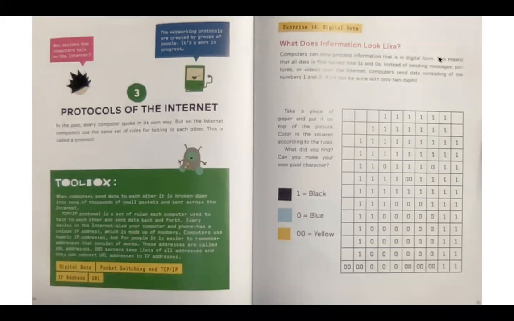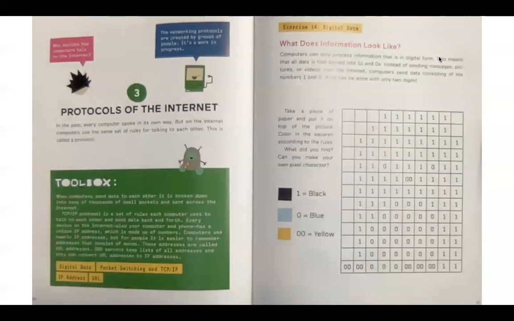In the past, every computer spoke in its own way, but on the Internet, computers use the same set of rules for talking to each other. This is called a protocol toolbox. When computers send data to each other, it is broken down into tens of thousands of small packets and sent across the Internet.